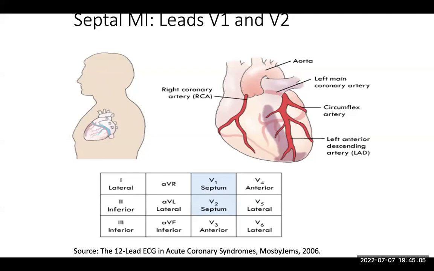It's very rare to find septal ST segment elevation on its own. But just remember, if in V1 and V2 you see ST segment elevation, and I'll show you an ECG example, then you are talking of septal ST segment elevation. If the patient's troponin is high, then you can say septal MI. And this is how it looks on the ECG.